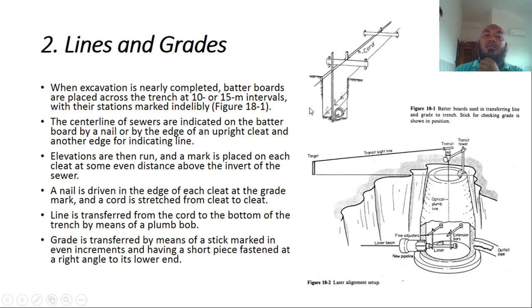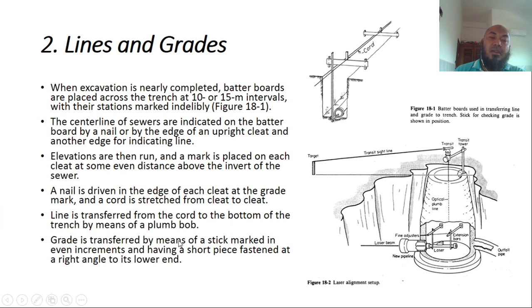So the nail is driven in the edge of each cleat at the grade mark, and a cord is stretched from cleat to cleat. The line is transferred from the cord to the bottom of the trench by means of the plumb bob. So it's something like this. This is the cord. We drop the plumb bob to the bottom.